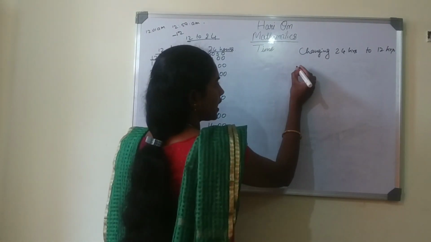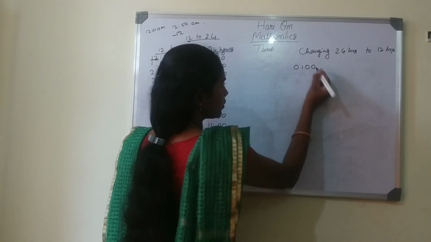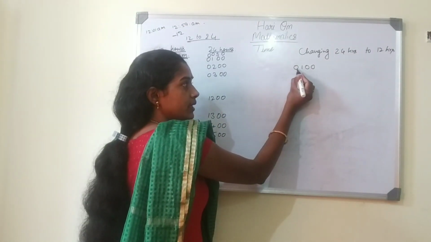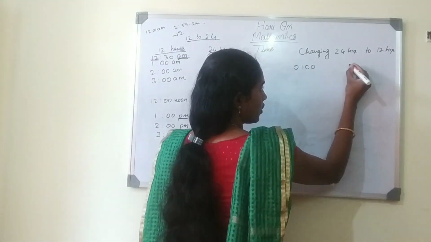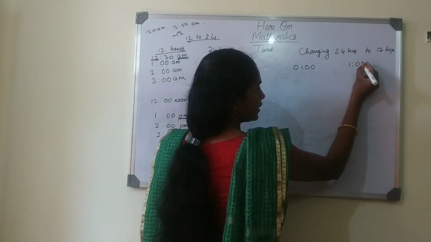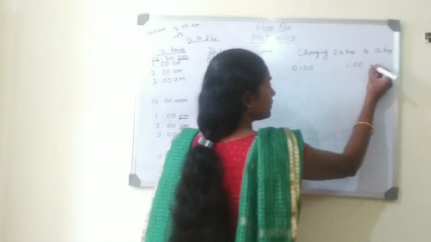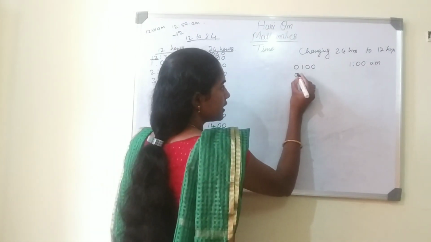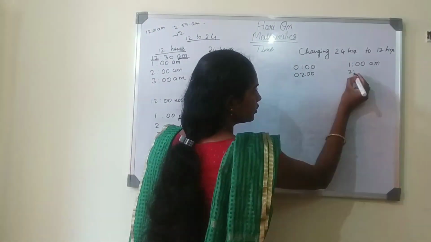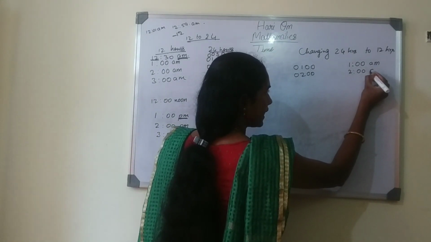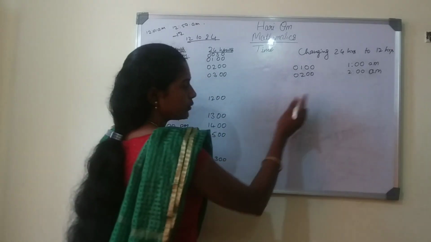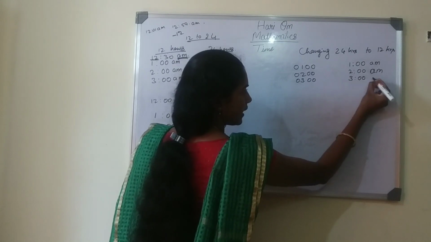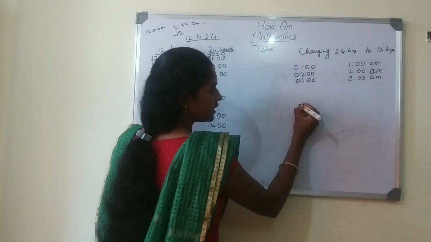Okay, so now if we are changing 24 hours to 12 hours, how do we write it as 24 hours? 0100. So we write in 4 numbers. The first two numbers will be hours. So it is 1 hour 00 and it is AM. If it is 02, it is 2 o'clock, 2 AM. And if it is 03, it is 3 AM. And it continues till 12.